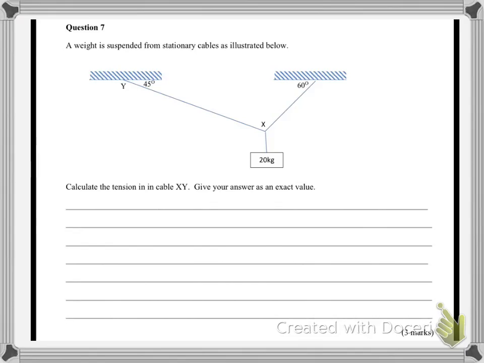Fantastic. How are we doing? Well, we're doing well. We're up to question 7. Let's keep going. We're almost there.